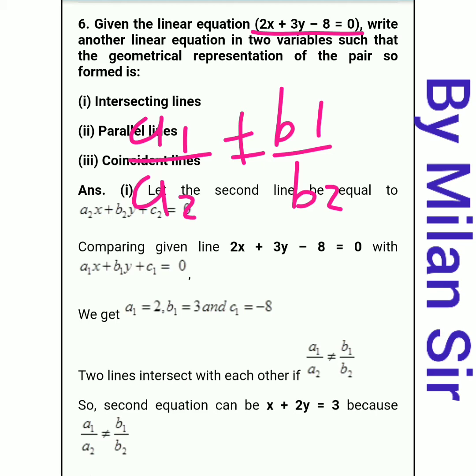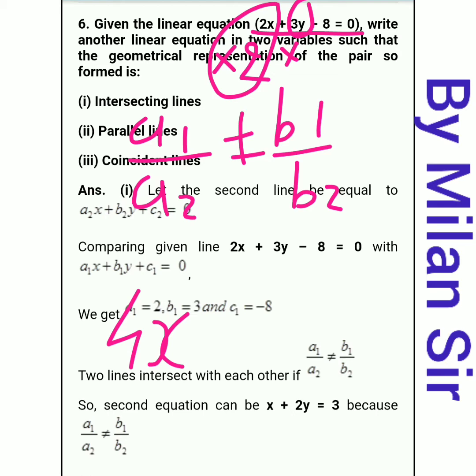So what I do right now: A1 means the coefficient of x, right? So I multiply this coefficient by 2, so 2 twos are 4x. Now I can multiply 3y by any number other than 2. If I multiply 3y by 2, then I get the same ratio, A1 upon A2 equals B1 upon B2. If we multiply A1 and B1 by the same number, we get the same ratio. But here we want a different ratio, so we need to take a different number.